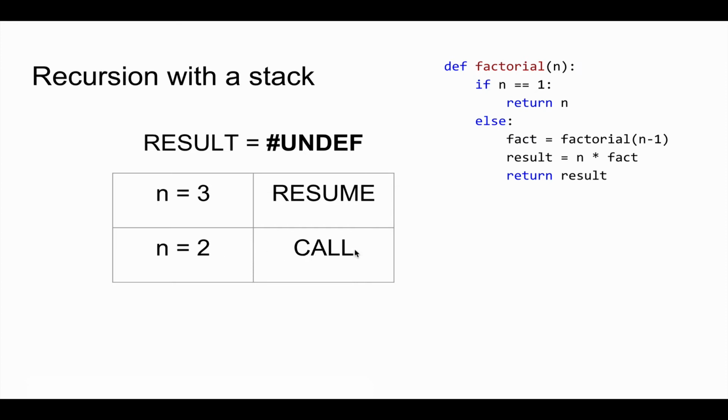So similarly, to call factorial where n is 2, we replace it with a call to factorial where n is equal to 1, followed by resuming the computation of factorial where n is 2. So now to call factorial where n is 1, we know that it evaluates to 1 based off of the last slide.